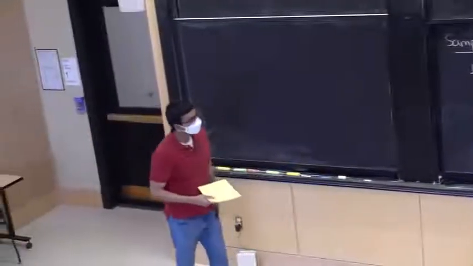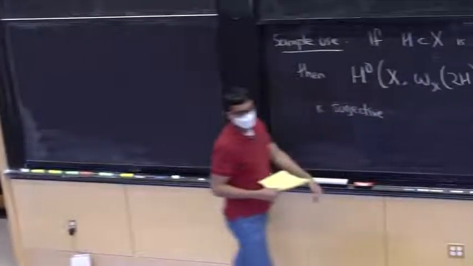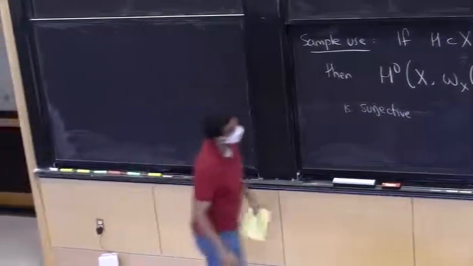What is omega H of H? Sorry, this H just means tensor with L. What I really mean is I take O of H on X and then restrict it to H. Yeah, maybe it's worth saying that.